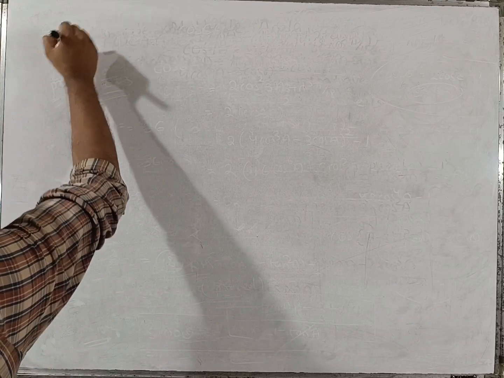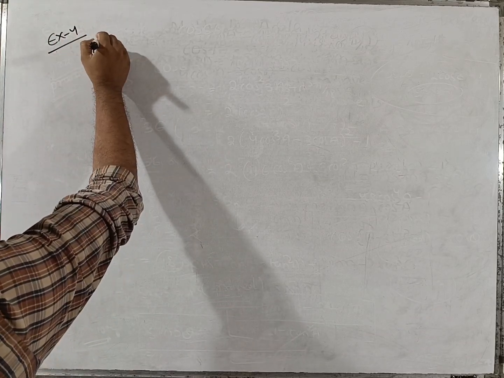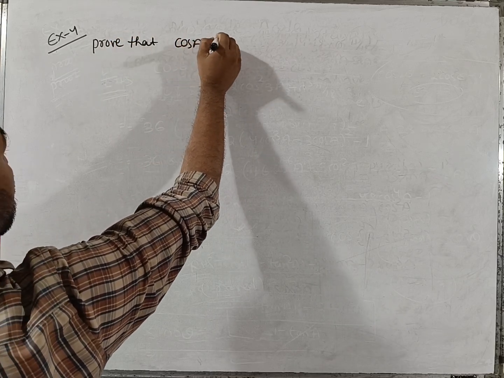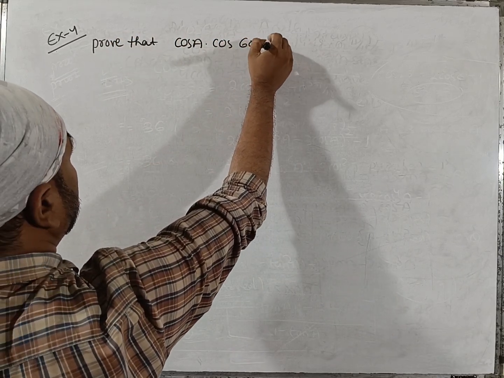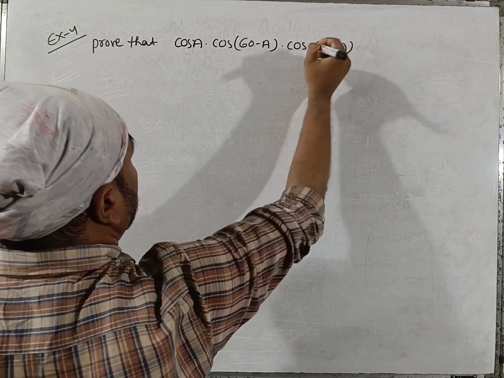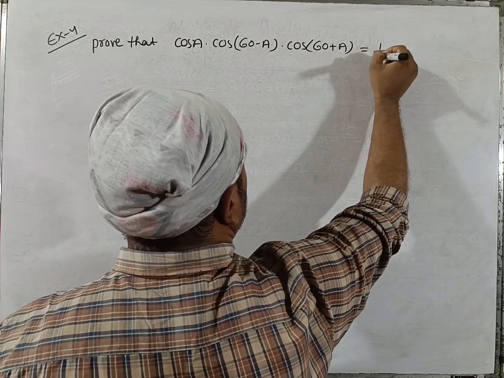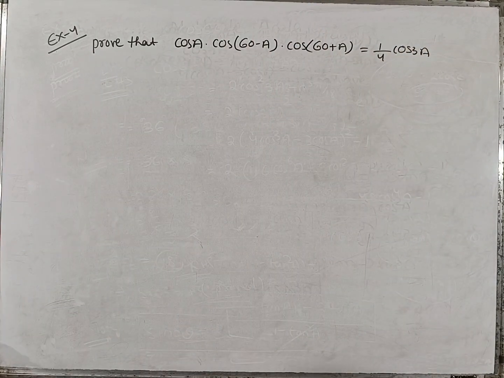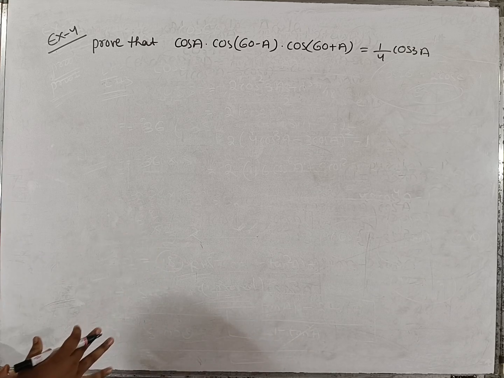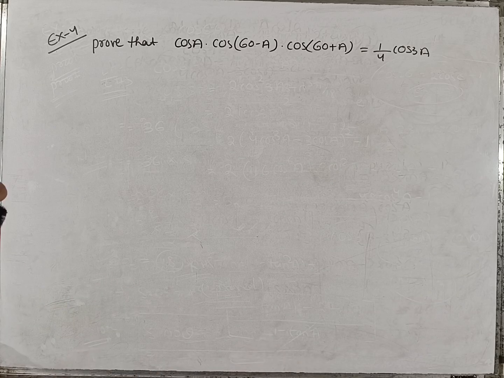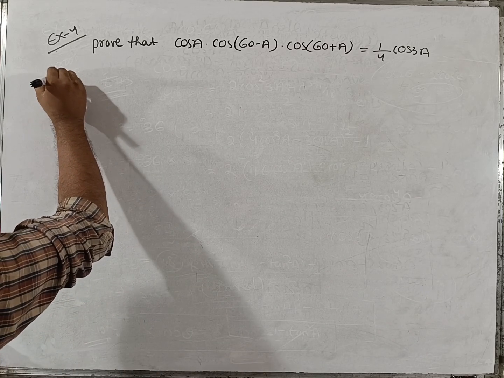Example number 4. Prove that cos A multiplied with cos 60 minus A multiplied with cos 60 plus A is equal to 1 by 4 cos 3A. We have already solved this problem in the topic of transformation formula, and here we are going to prove this by using the multiple angle formula. So here it is the proof.